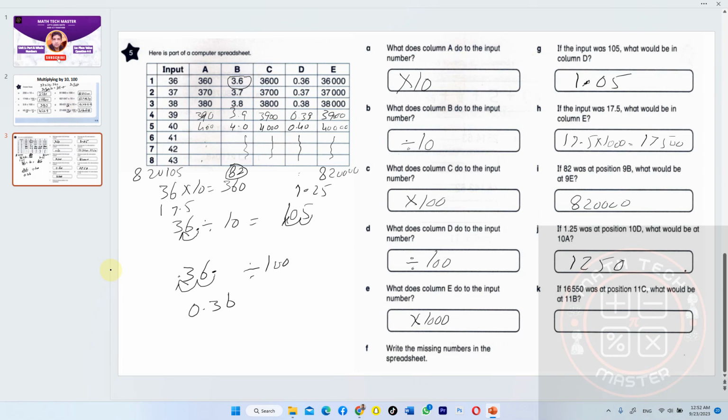The last part, if 16,550 was at position C, we know that when we multiply the number by 100, we get the C column. So what would be the position of 11B? Meaning what will be the B position? In B we can see the number is divided by 1000. The C column is divided by 1000 to get B. So it will be 16.550, or you can write 16.55.